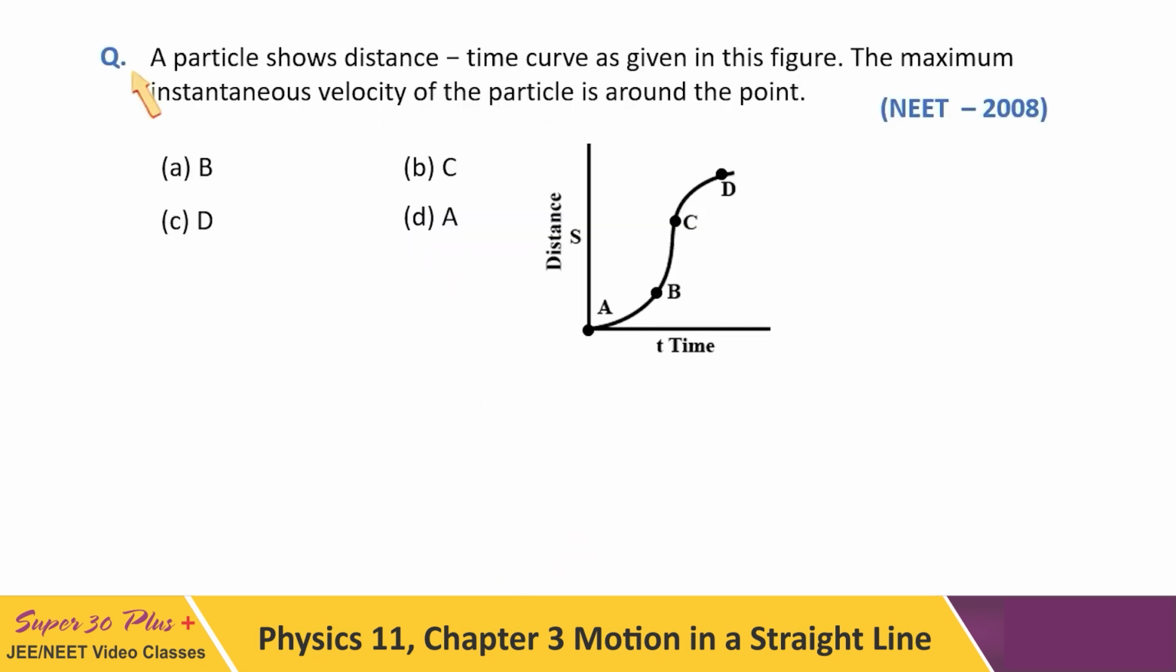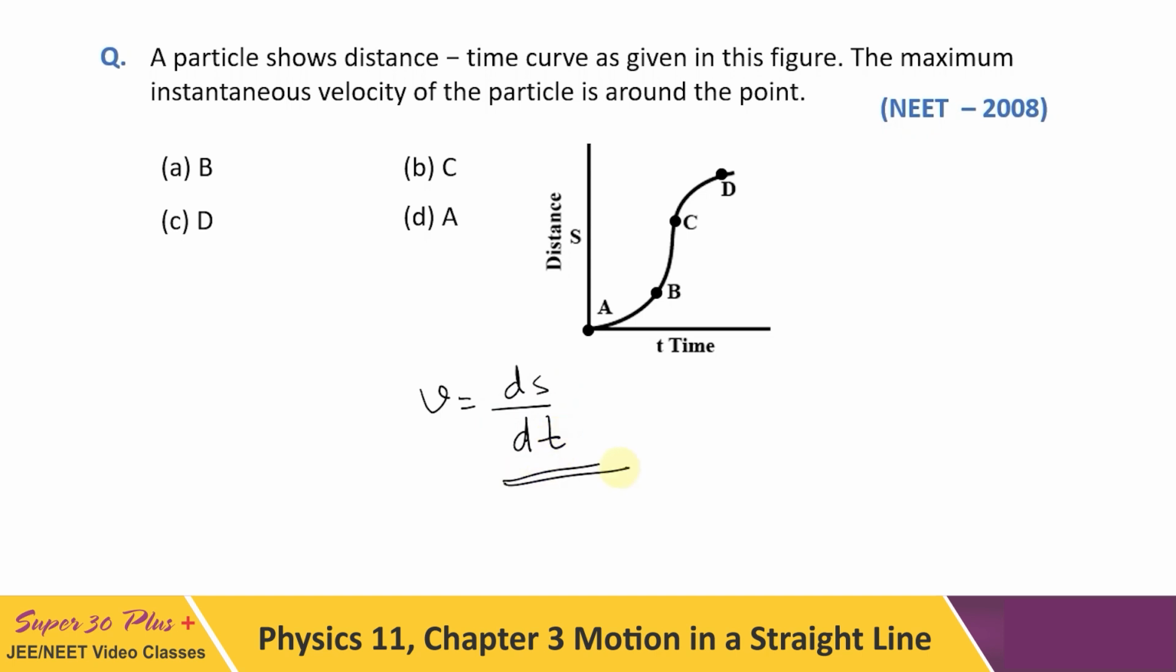The next question is not a numerical one. A graph is shown here which is between distance and time, and it is asking the maximum instantaneous velocity of the particle will be around the point. Now let us recall what is instantaneous velocity. It has to be ds by dt. So this is ds by dt. What does this mean? Slope of the curve s-t.